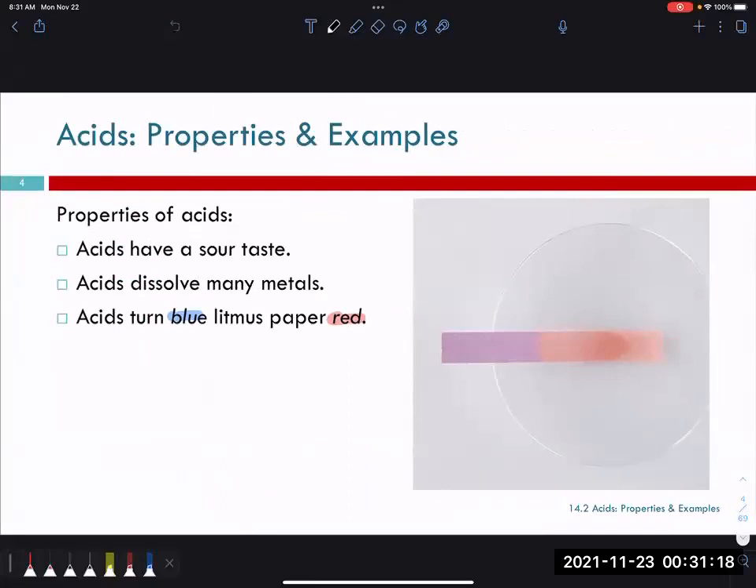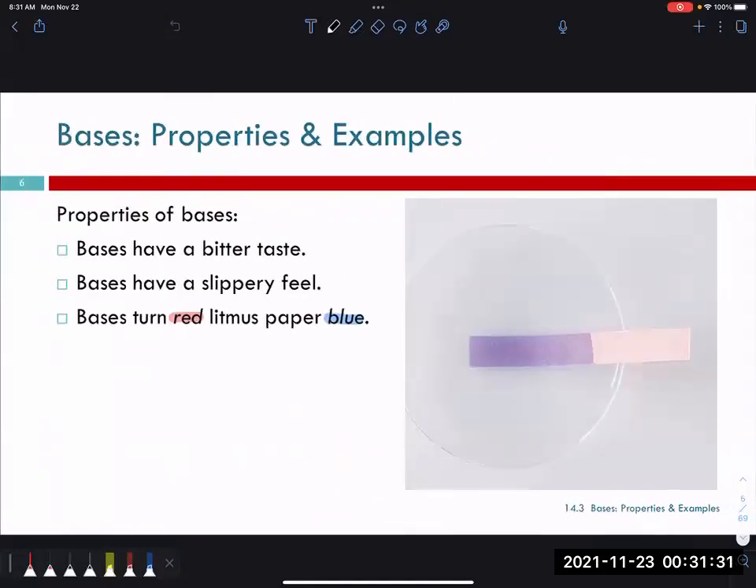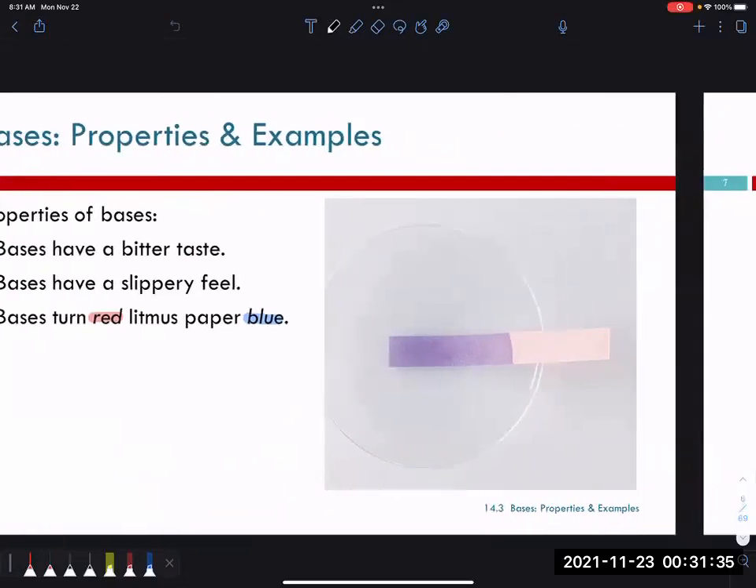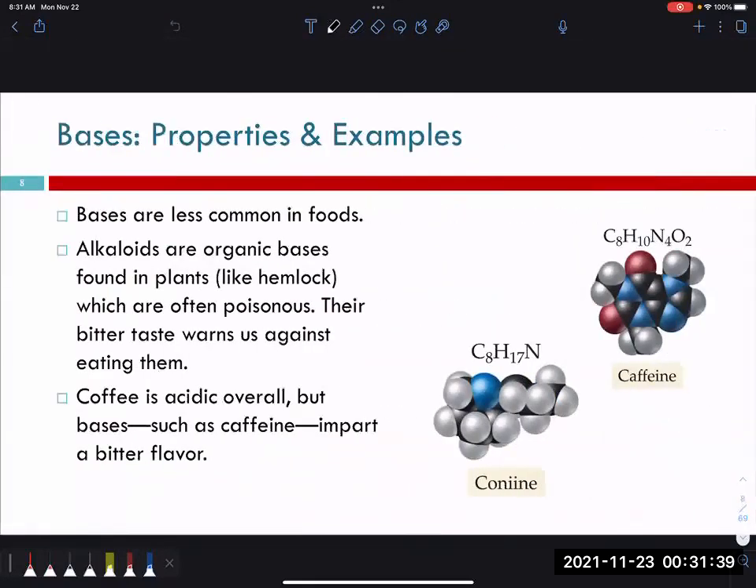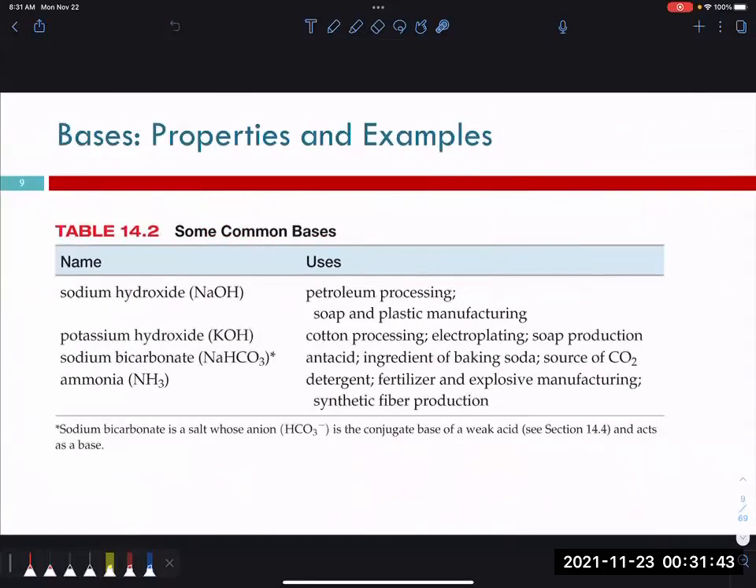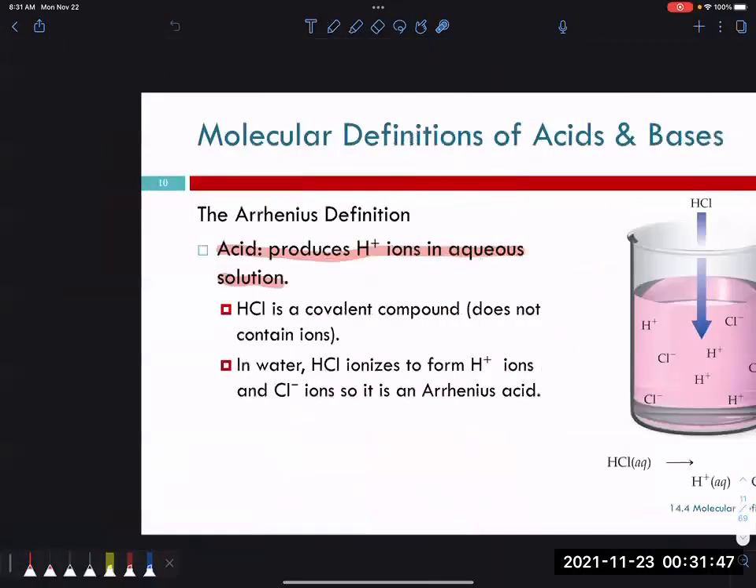You have litmus paper, which is the way that you test whether something is an acid or a base. Acids and bases can be used as cleaners or fertilizers. I don't know what bases usually are. Bases turn red litmus paper blue. Household objects. So let's get to the definitions. All right, so common sodium hydroxides. Oh yeah, we talked about those.